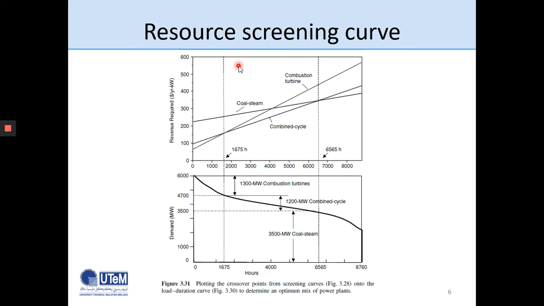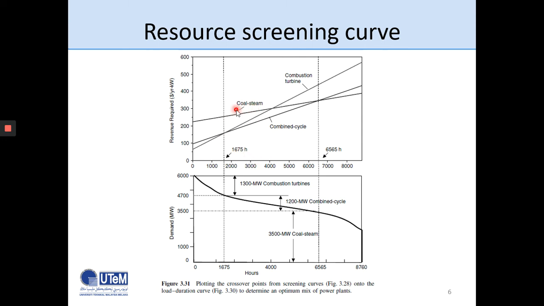Okay, now let's look at the cost of fuel to supply the electricity. Again, for simplicity, I'm taking this from a textbook. We have, let's say, three types of resources: coal steam, combustion turbine, and combined cycle. The figure on top here represents the cost related to hours.